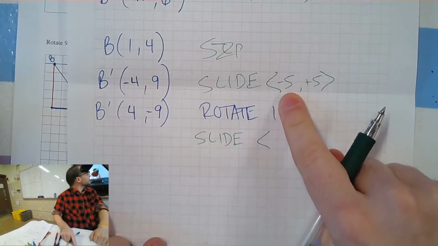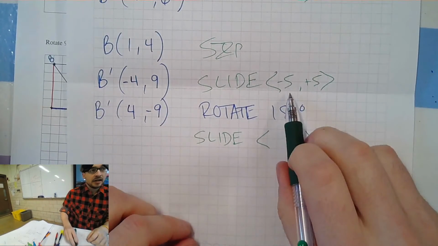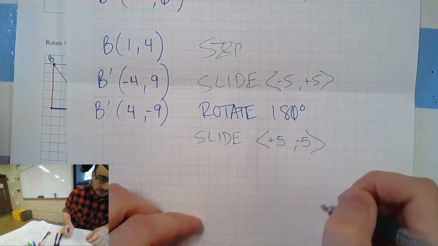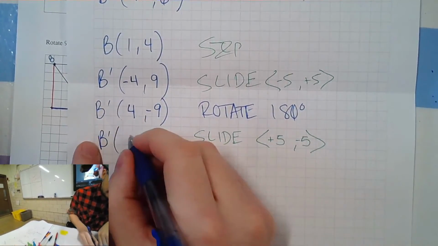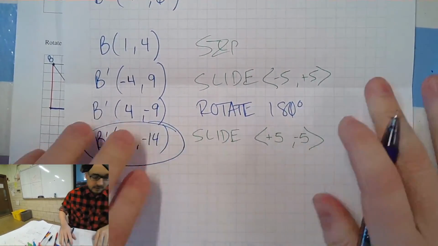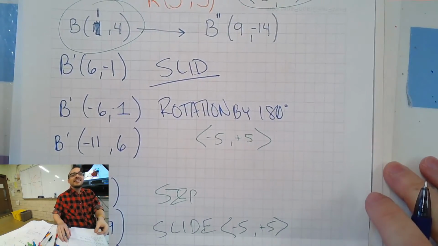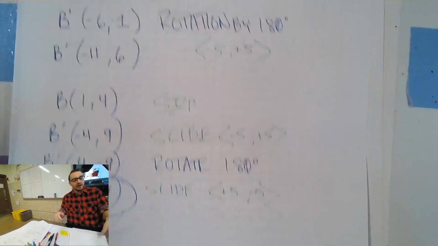Well, we slid by negative 5, 5 to start out. If we slide back, we want to undo that. How do we undo a minus 5? Plus 5. How do we undo a plus 5? Minus 5. Add 5. Subtract 5. All right, okay.